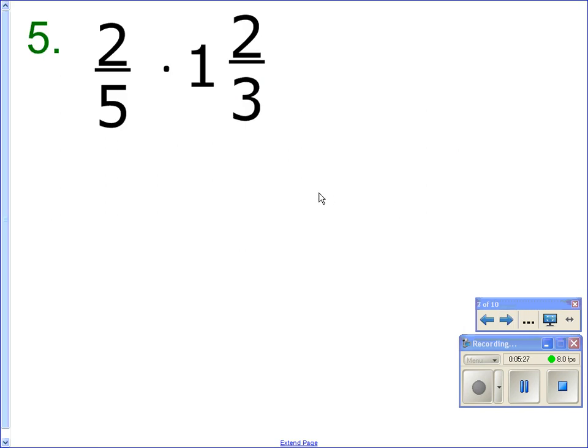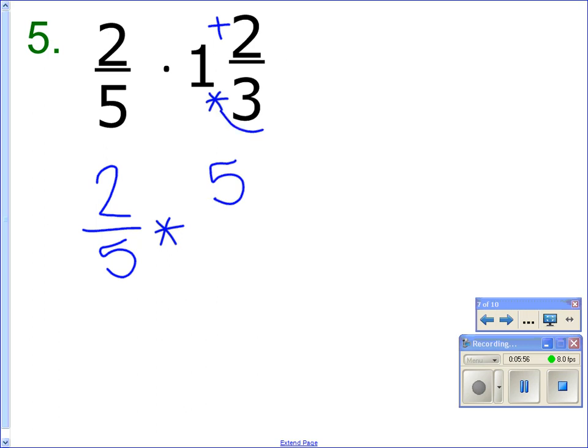It's our first one with a mixed number. We're going to keep the 2/5 as it is. Times, we're going to change this mixed number to an improper fraction. If you remember how to do that, you're going to multiply the denominator times the whole number, then add in the numerator. So for this one, it's 3 times 1, which is 3, plus 2 is 5. It's the new numerator. And you're going to keep whatever the denominator is in the fraction.